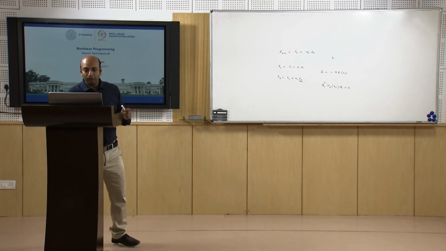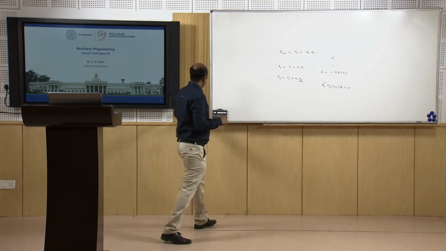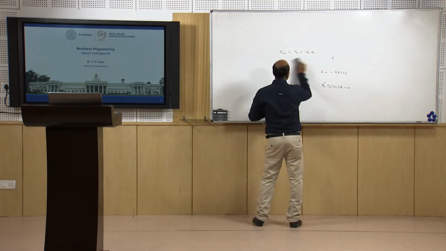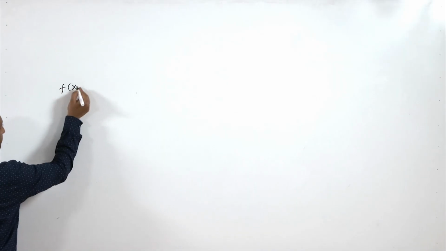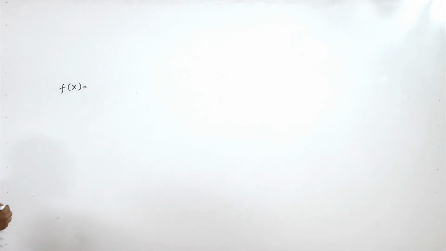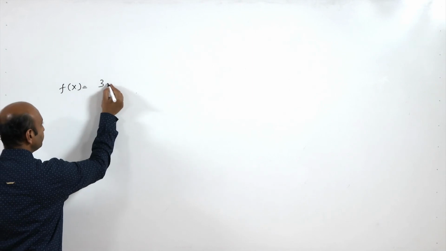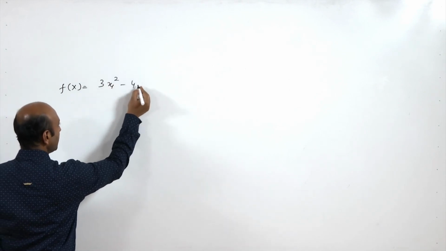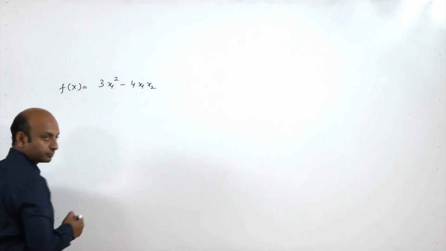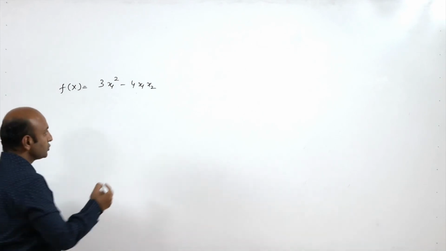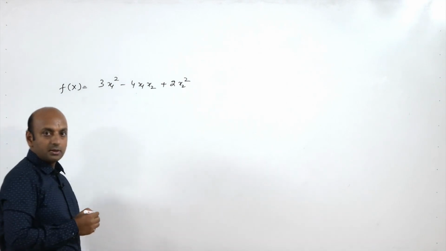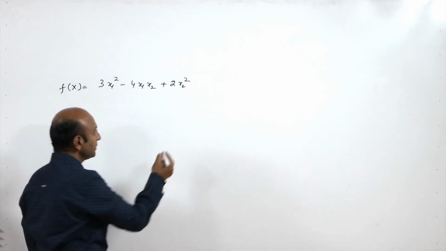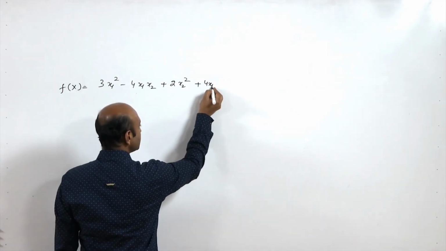So, let us try this problem using the conjugate gradient method for illustration. So, let us discuss this problem. This is f x equals to, the problem is 3 x 1 square minus 4 x 1 x 2 plus 2 x 2 square, then it is plus 4 x 1 plus 6.